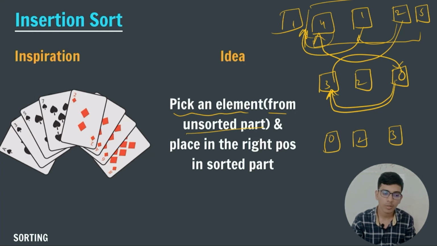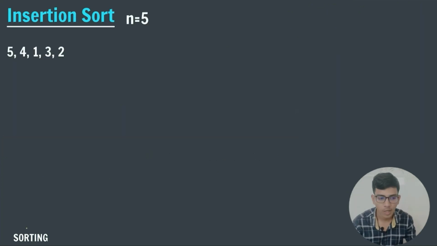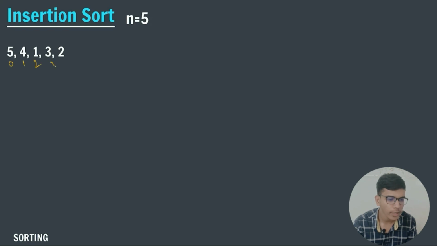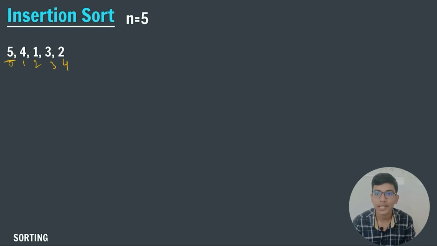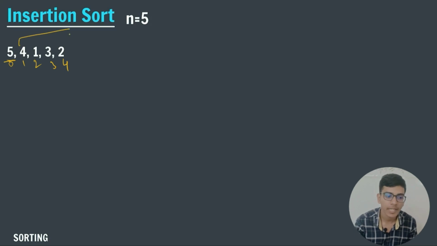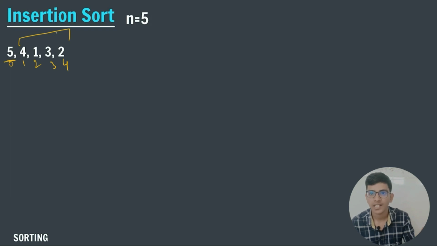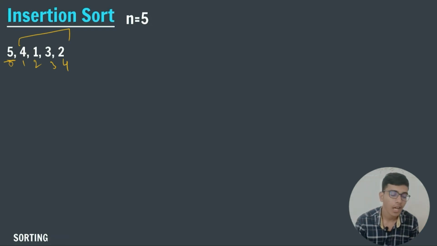Now let us talk about the pseudocode of this code. Let us understand how insertion sort works by taking an example. These are my elements and the indexes are 0, 1, 2, 3, 4. I will consider the first element as my sorted part and the rest of my array as the unsorted part. I am assuming that the first element is sorted and the rest of the array is unsorted.